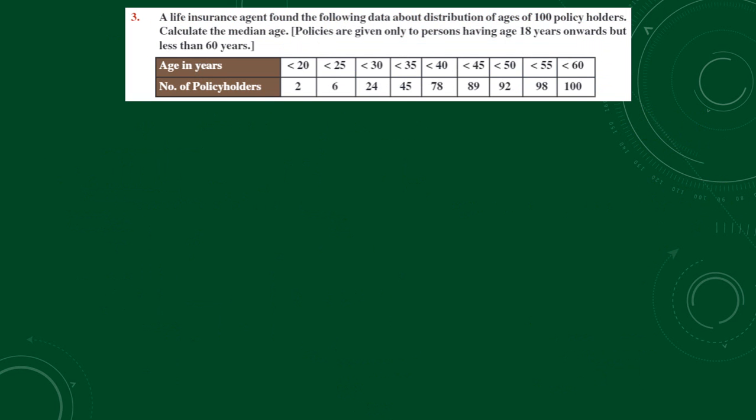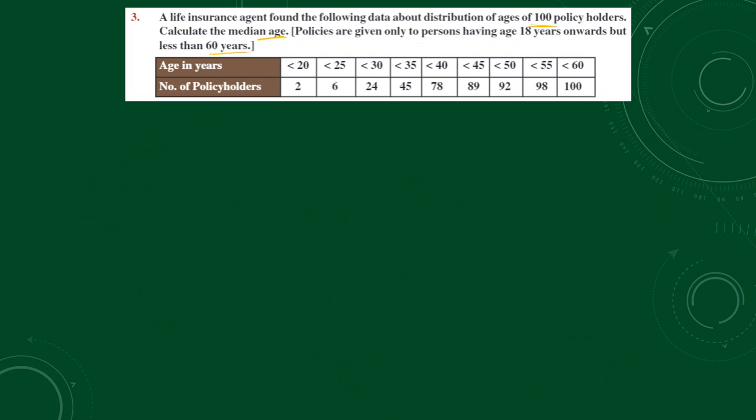So a life insurance agent found the following data about the distribution of ages of 100 policy holders. Calculate the median age. Policy was given only to persons having age 18 years onwards but less than 60 years. Right. Now here in the question, what has he given?